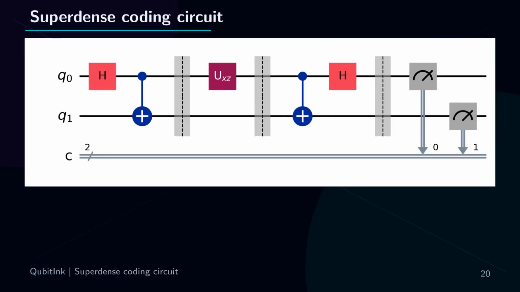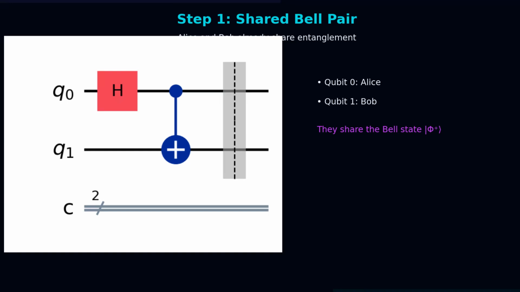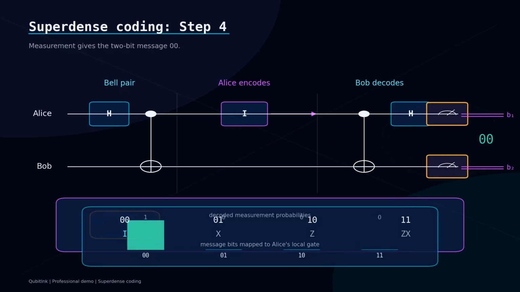In the superdense coding circuit, the first part prepares the Bell pair. Alice then applies an encoding operation to her qubit. That operation is chosen from identity, Z, X, and XZ. After Alice sends her qubit to Bob, Bob holds both qubits.